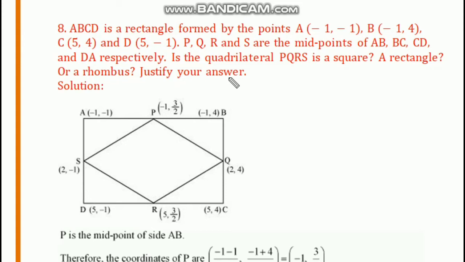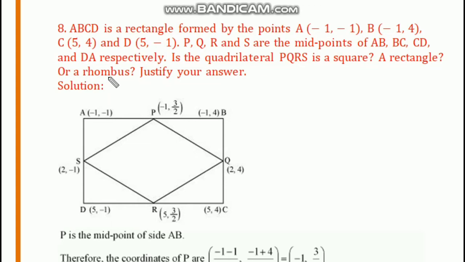So first we know that a square means all the sides should be equal, and at the same time the diagonals are also equal. A rectangle means opposite sides should be equal, and the lengths of the diagonals are equal. A rhombus means all the sides should be equal but the lengths of the diagonals are not equal.